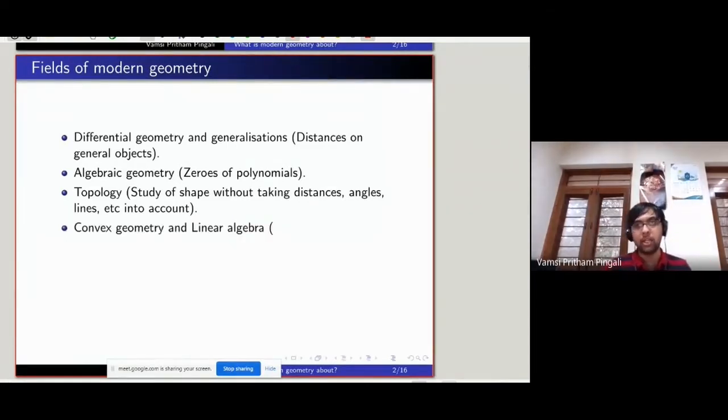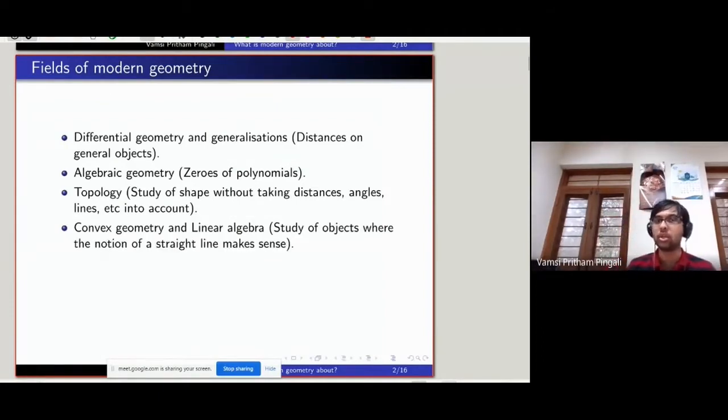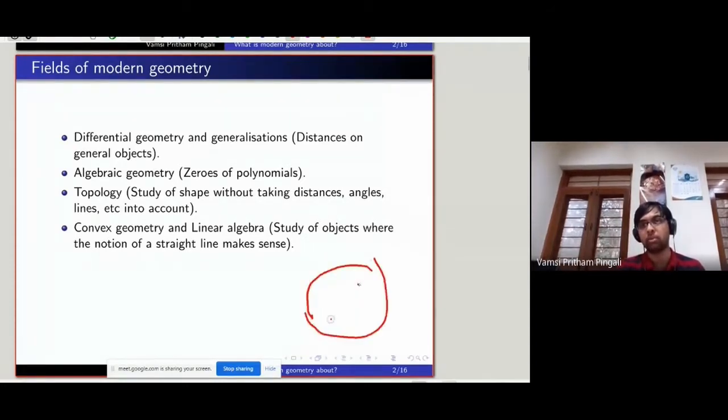Convex geometry and linear algebra. So in other words, you study objects where the notion of a straight line makes sense, right? A convex set is a set where if you take any 2 points and you join them by a straight line, this entire straight line lies within the set. And in linear algebra, you can take linear combinations, right? So the notion of linearity, wherever that makes sense, you can still think of it as geometry. And in this topic, functional analysis also is a part of this, infinite dimensional linear algebra.